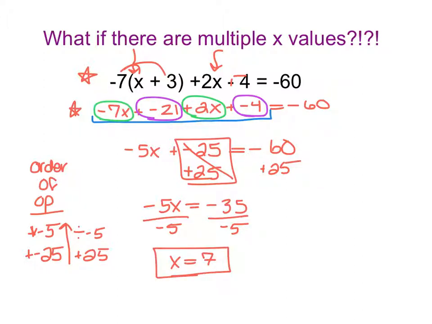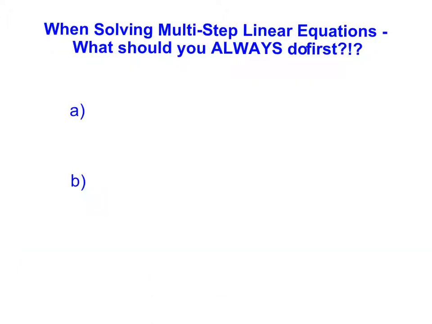So it started off looking as a pretty complicated problem. We were able to make it much simpler and actually solve it by using the distributive property and combining like terms on the same side of the equation. So this leads us to here. When solving multi-step linear equations, what should you always do first? The first thing that you should always do is you should always distribute.